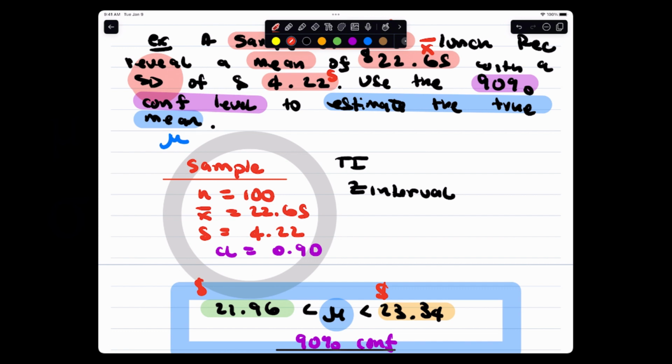Anyway, here you guys go. I'm going to put your homework estimation. We just started. We're going to do some more estimation tomorrow.